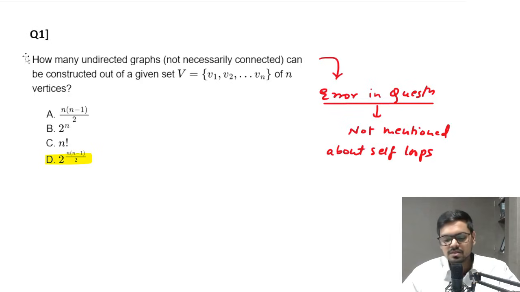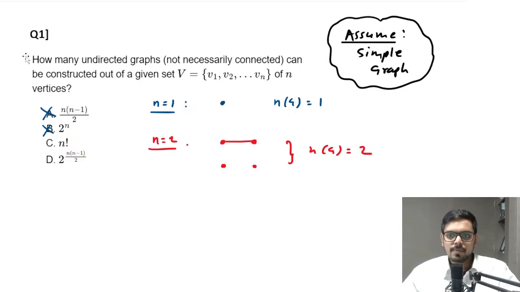So the correct answer is D. The reason is, if I take n equal to 1 vertex, then the number of graphs is only 1. This is our phi 1, only one graph can be made. If I substitute n is 1, this option gives 0, this one gives 2, but the answer is 1, not 0 and 2. So this is wrong. If I substitute n is 1, factorial 1 is 1, and here 2 to the power 0 is 1. So this is making sense.